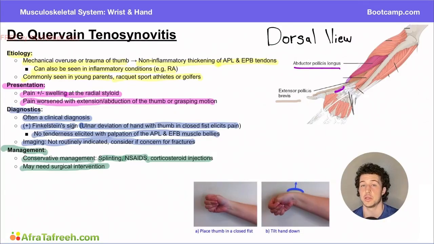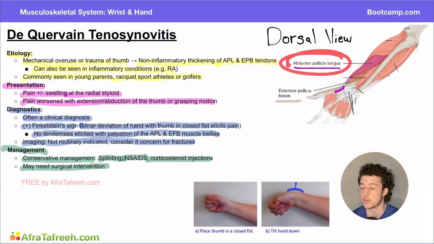I hope you didn't cheat and look at this slide, but let's go over this patient's presentation. So she comes in, she's a young parent, and she noticed it while holding her baby, and there was pain at the radial styloid in addition to when she did the grasping motion. There's a positive Finkelstein's test, and so we are going to think about De Quervain tenosynovitis and likely irritation of the abductor pollicis longus and extensor pollicis brevis tendons.